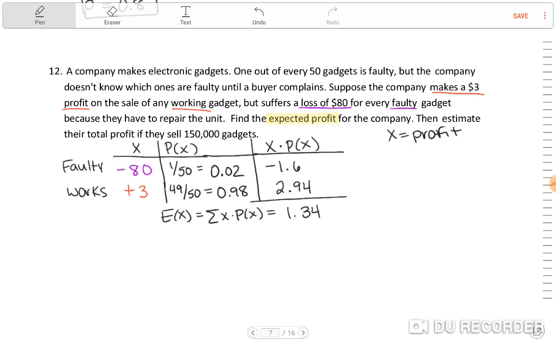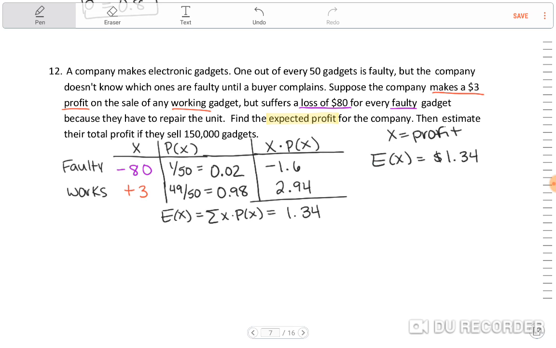This is a positive number. So if your expected value is positive, and x is a profit, this is a good thing. You want to be making positive profit. You don't want that to be negative. If that's negative, that's a problem for your company. That means you're losing money, and you're not making money at all. So what this means is $1.34 in expected profit. If I were going to explain in words what that means, I would say that the company expects to make $1.34 on every gadget in the long run.